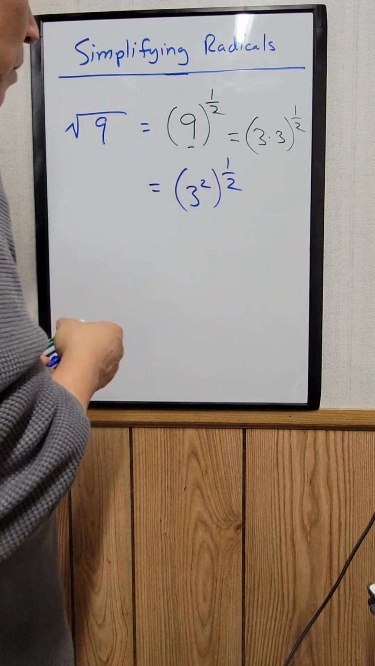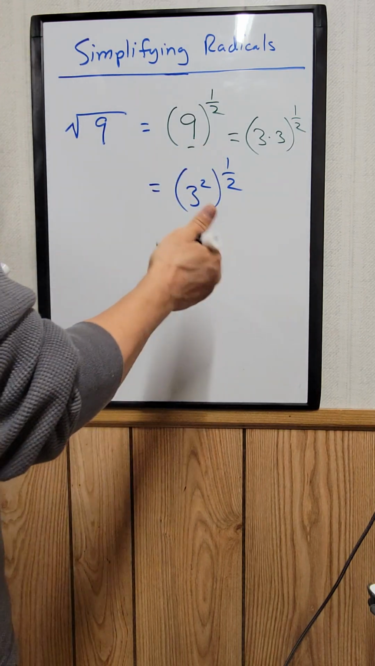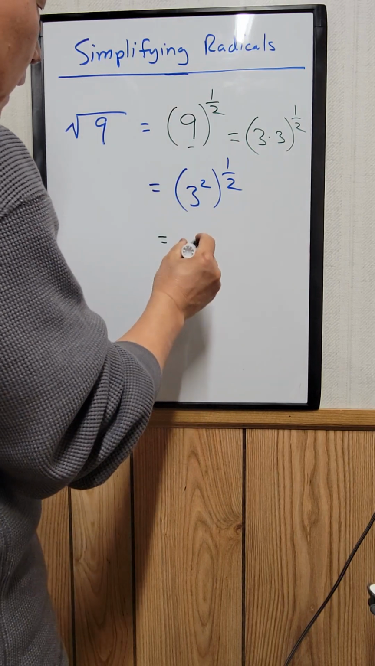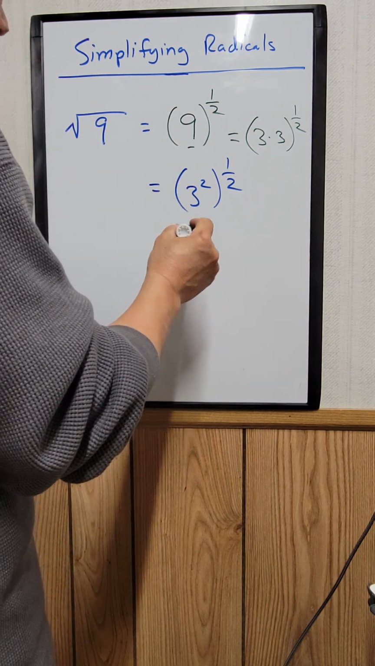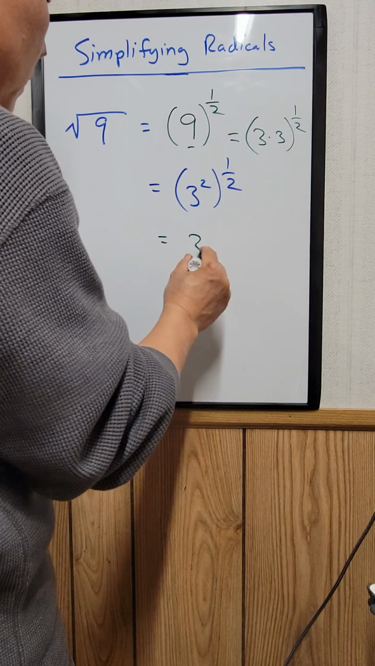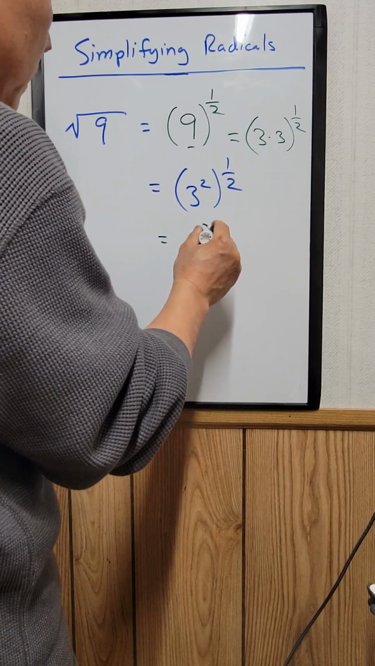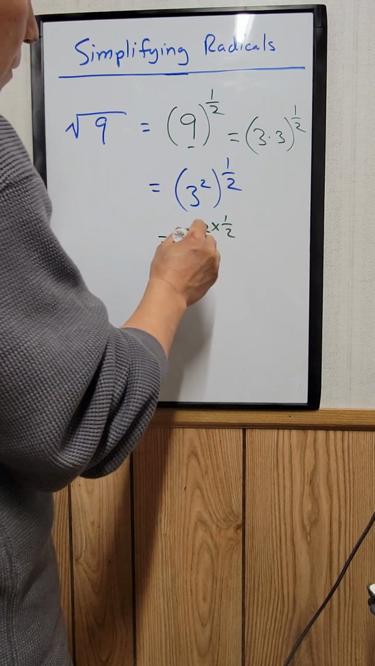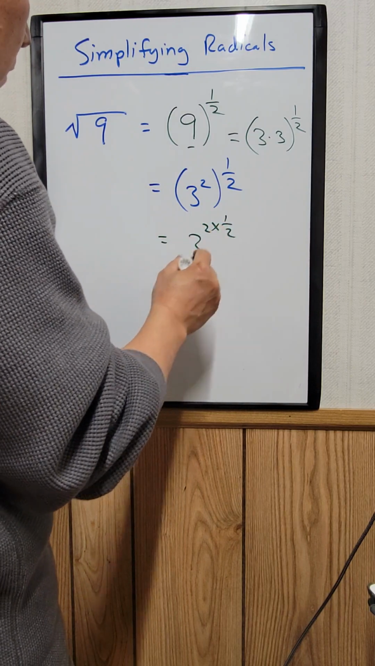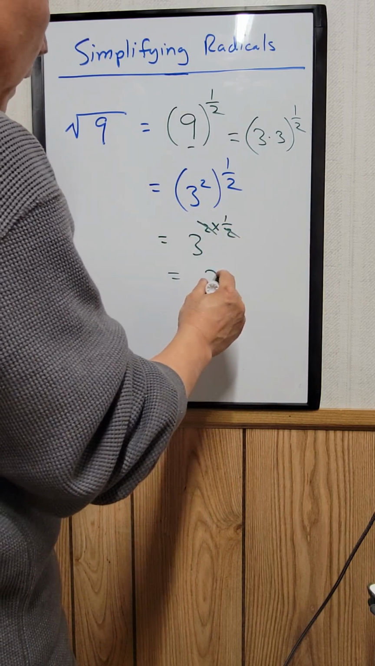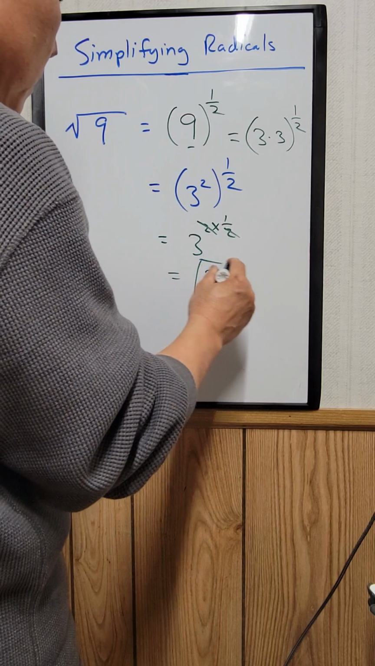Now, when you have a number raised to a power and then raised to a power again, you can use the product rule. The product rule just states that when you have a number raised to a power, all you need to do is just multiply the powers. So 2 times 1/2, the 2 cancels out, so the answer is 3. All right.